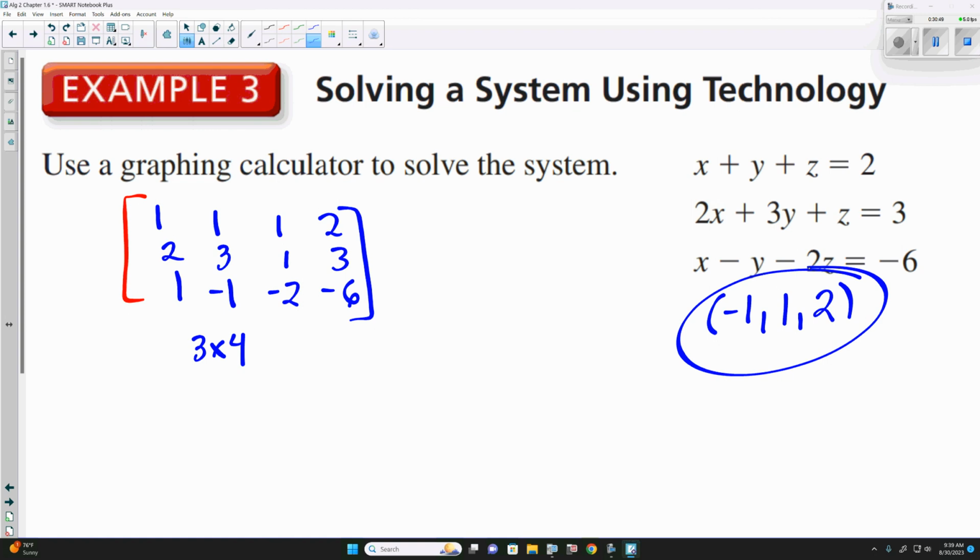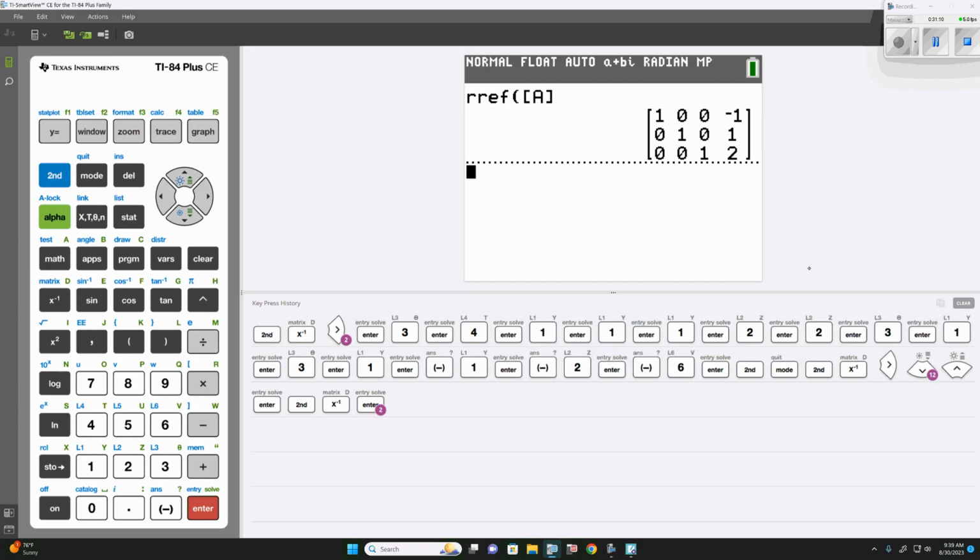The calculator just solved it. Yeah, we are going to do it again. That is it. -1, 1, 2.